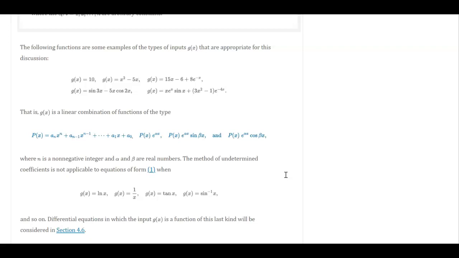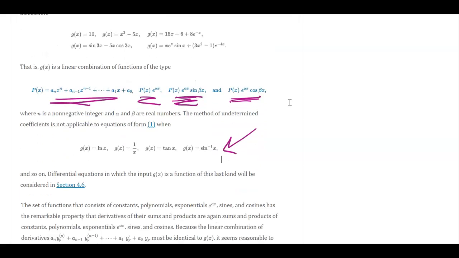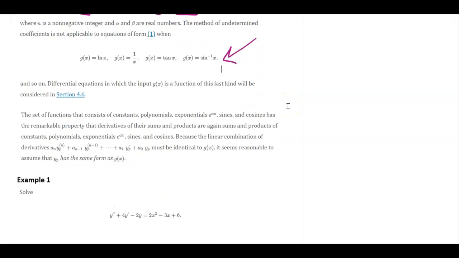on what g of x is going to be. G of x needs to be of the form that is given. Sorry, your particular solution, yp of x, should be of the form of a polynomial, an e, a sine, or a cosine. If you have any of the other forms for your g of x, we're not going to be able to use this method, or there would be other methods that you would need to look at. However, if g of x is of any of those forms, we are good to go.